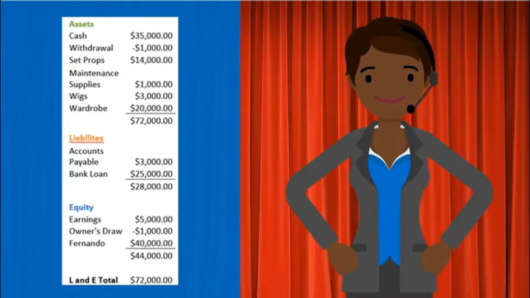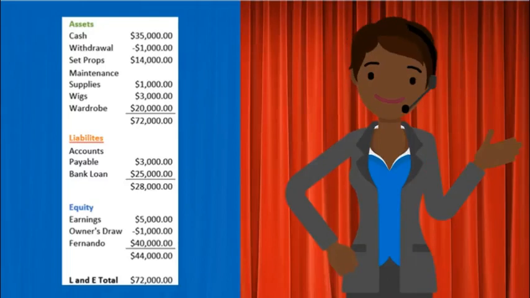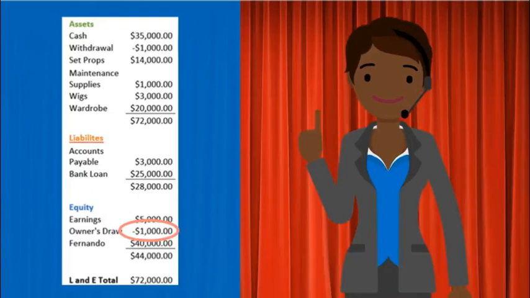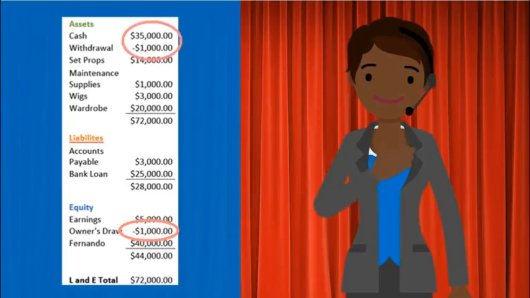Now let's review changes in equity caused by withdrawals, just to round things out. Fernando needs some cosmetic treatment and takes out $1,000 from the company bank account because he doesn't have the cash in his personal account. Remember, any money an owner draws during the year must be recorded in an owner's draw account. This withdrawal causes his cash account to go down by $1,000 to $34,000. And his equity to reduce by the same amount.